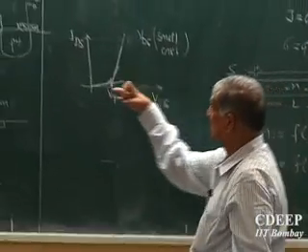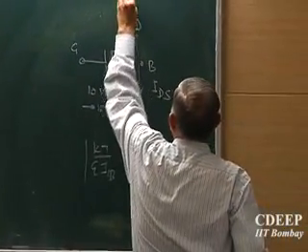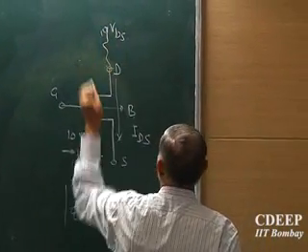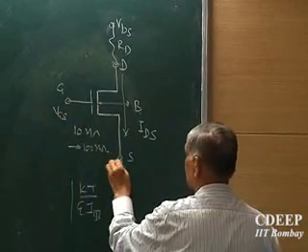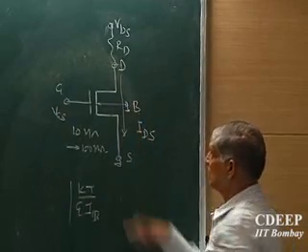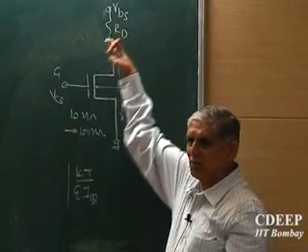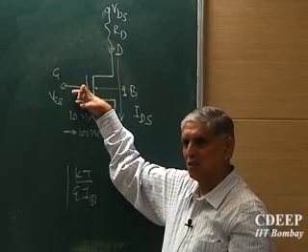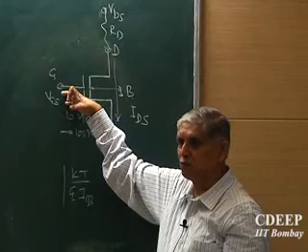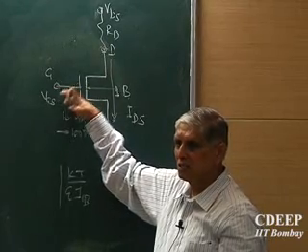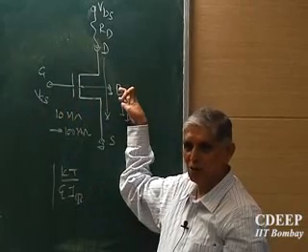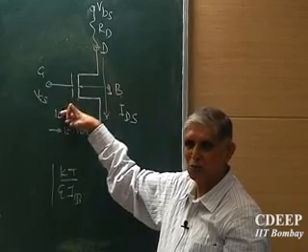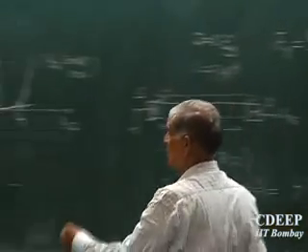This characteristic, let's look at it from this side. I am fixing this voltage, some VDS value, very small, and I am changing VGS. This is the characteristic I am measuring. I am fixing VDS and measuring IDS with reference to change in VGS. This is my input, this is my output. Input to output is called what? Transfer. So this characteristic is called the transfer characteristic.